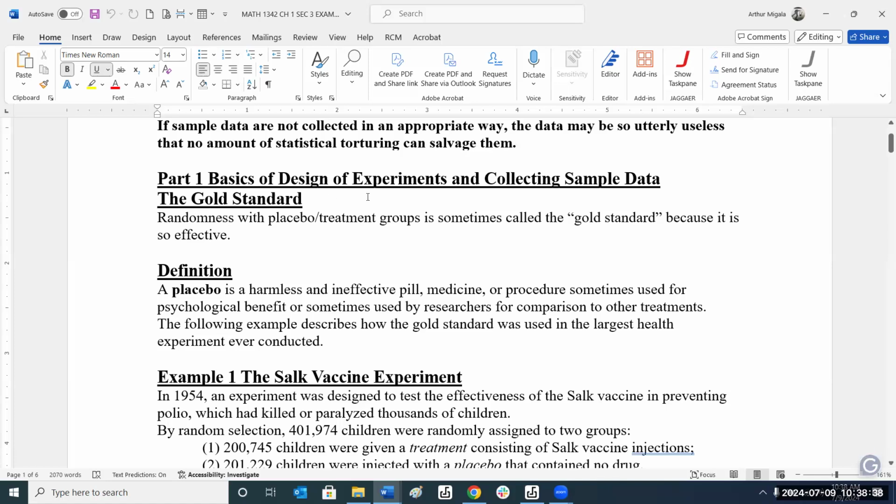Part one, the basics of designing an experiment and collecting sample data. The gold standard. Randomness with placebo and treatment groups is sometimes called the gold standard because it is so effective.